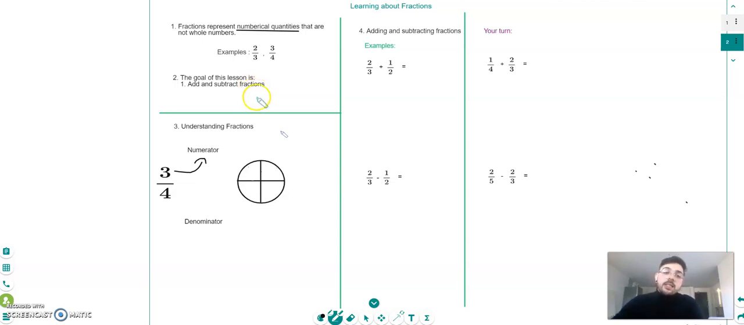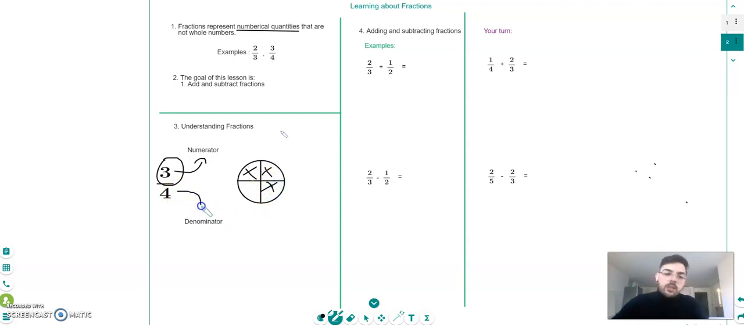First of all, we need to understand what a fraction is. A fraction is divided into two parts. The top piece, which is called the numerator, shows us how many pieces of the whole we will be taking. In this case, we're taking 3 of the 4 pieces of the pie. So we'll be taking 1, 2, and 3.